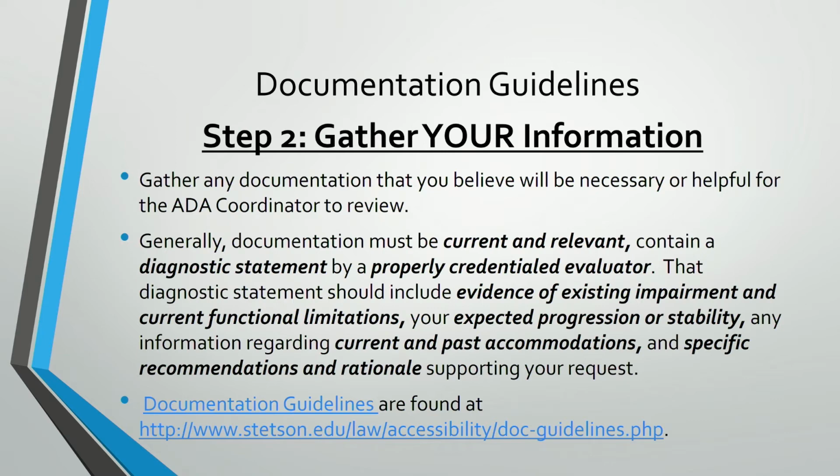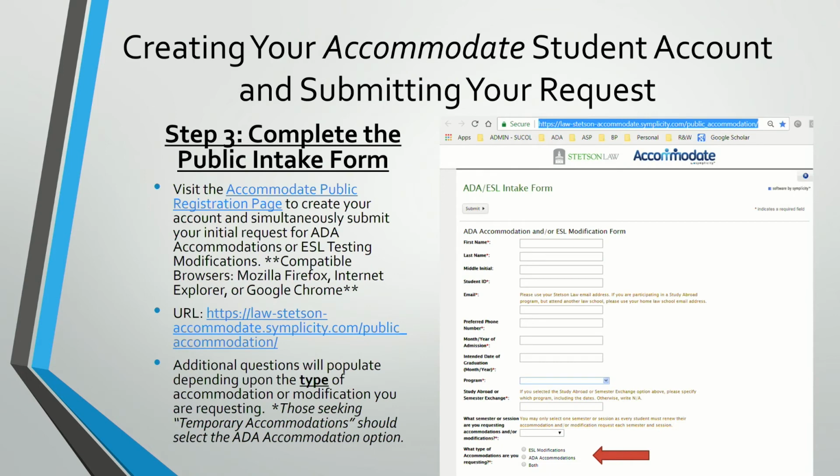The documentation guidelines are found on the Accessibility Resources webpage. Upon submitting your request, you must acknowledge that you have read and understood these guidelines. As a student requesting accommodations and modifications for the first time, completing and submitting this public registration page accomplishes two goals. First, it creates your personal Accommodate student portal account, and second, it submits your initial request to the ADA coordinator for processing. Step 3, completing the public intake form.